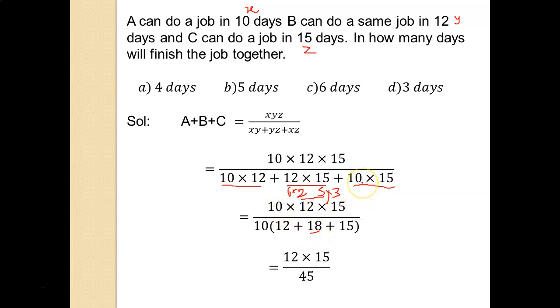Now take 10 common from the last term, then 15 is remaining. So 10 cancels from numerator and denominator, then we get 12 into 15 upon this bracket calculation, which is 45. This addition is 45. Then 15 times 3 is 45. Then 3 times 4 is 12. After that simplify this calculation, the remaining term is 4. So 4 days will finish the job together. So the first option is correct.